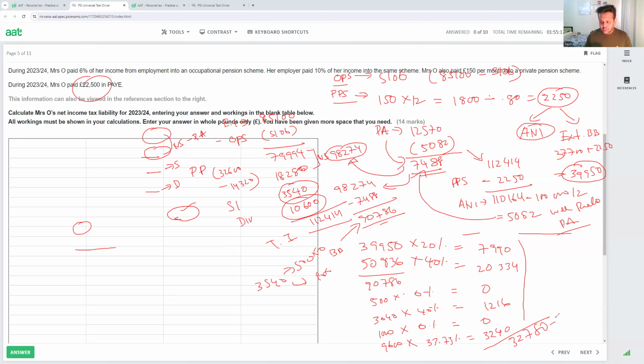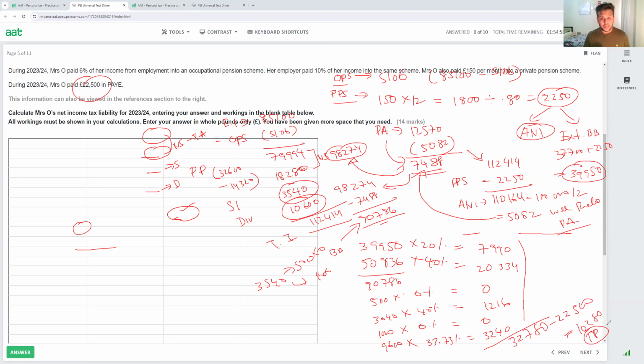So minus 22,500. And that should give us 10,280, the tax payable. So that's how we can calculate our tax liability. So do not forget the two things that I have mentioned. The first one is the OPS, need to minus it straight away from the employment income.